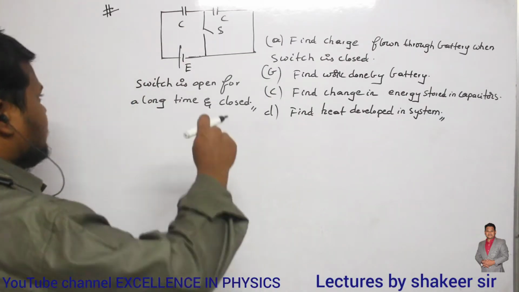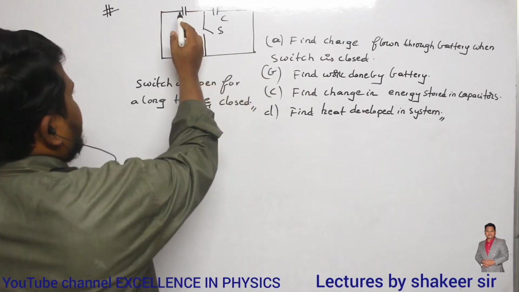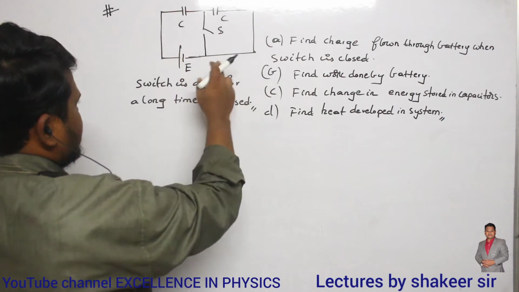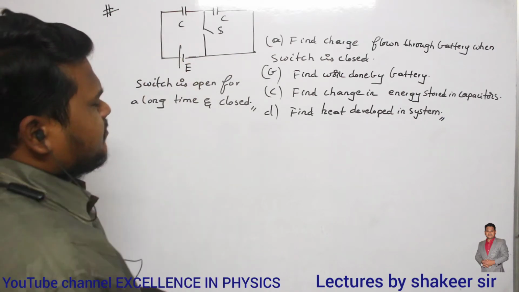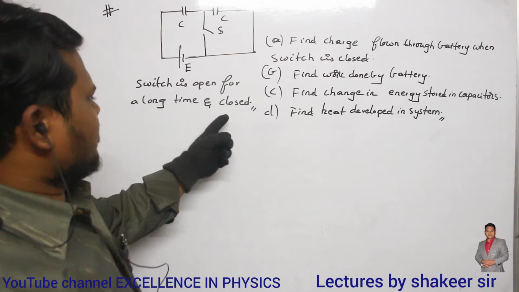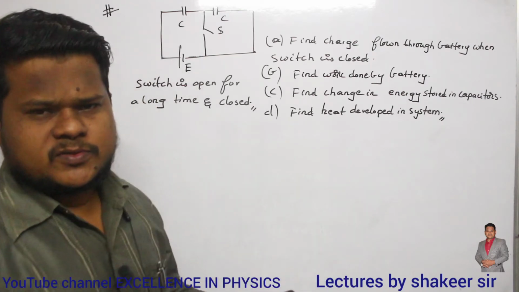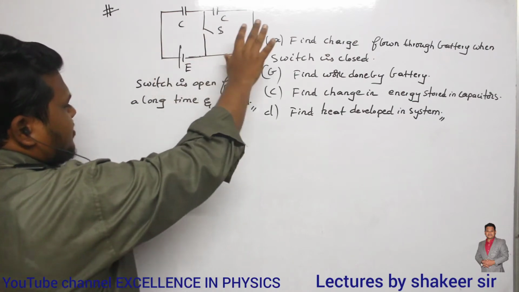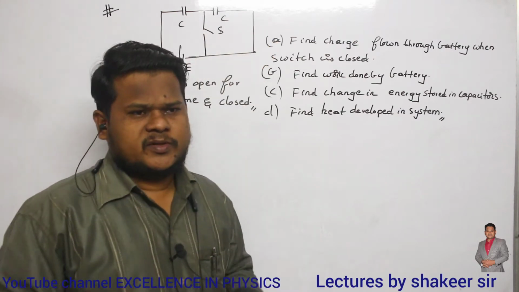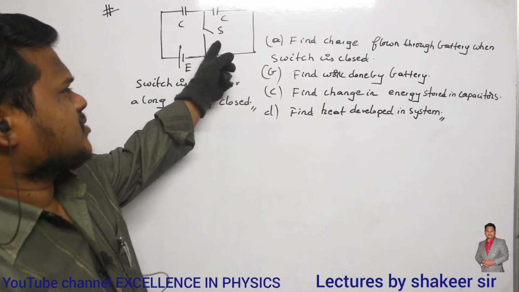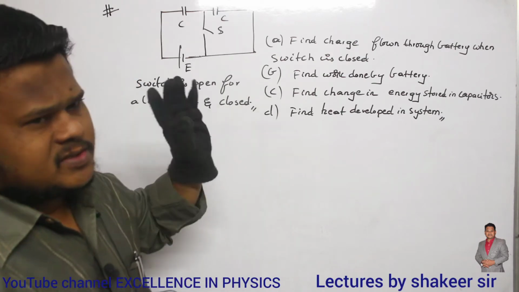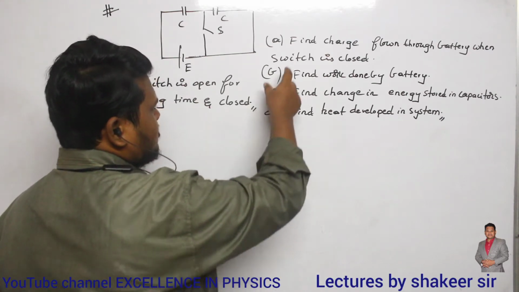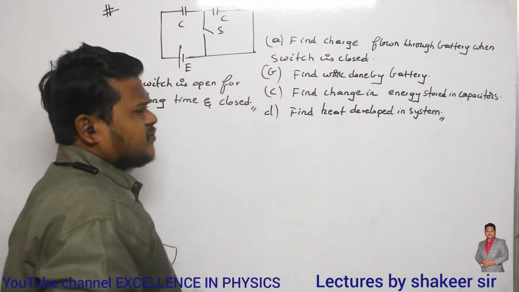See here, this is a circuit where initially two capacitors are connected, and this is the switch. The total circuit is connected to a battery of EMF E. Then the switch is open for a long time and then closed. What is meant by the switch being open for a long time? It means that the capacitors are fully charged. By keeping this switch open, these capacitors are charged with the help of this battery. Then the switch is closed, and you are supposed to find these parameters.